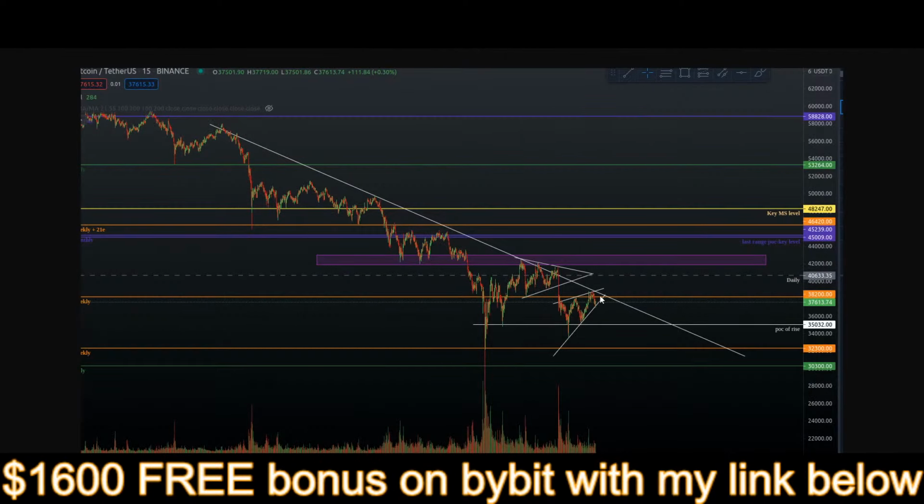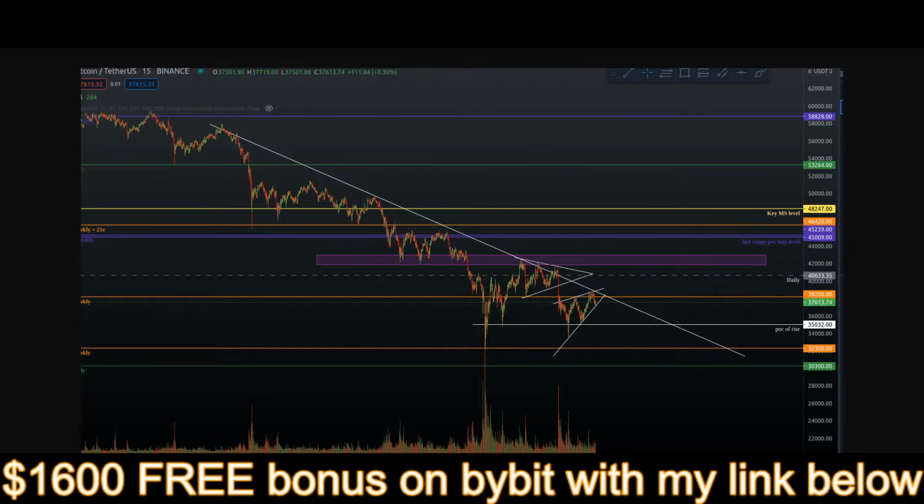We have to break this trend line and start to close up above, especially the 40. Then we really have to get above this $42,000 level. We have to, or else we'd have no choice. If we can't get above 40K and we can't get above 42K, then what else are we going to do? Unless we just go sideways from 30K to 40K for however many weeks, days, months, whatever it is.